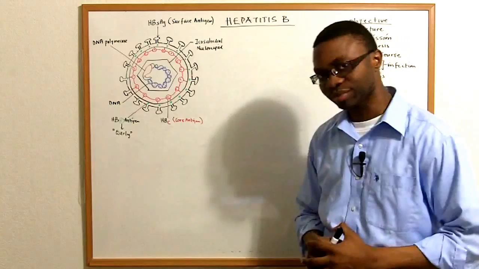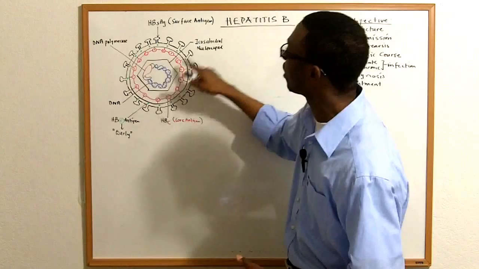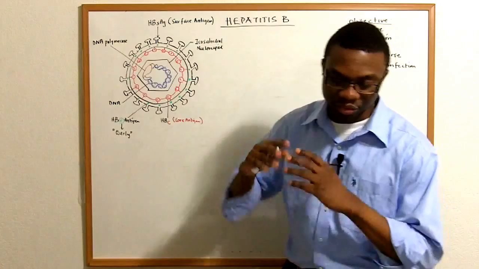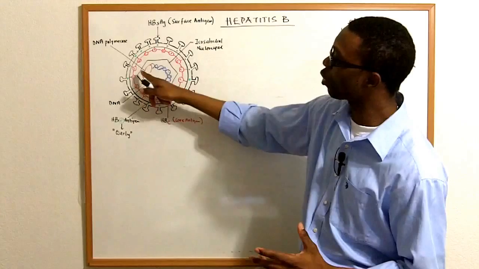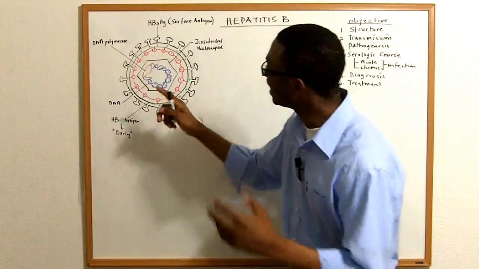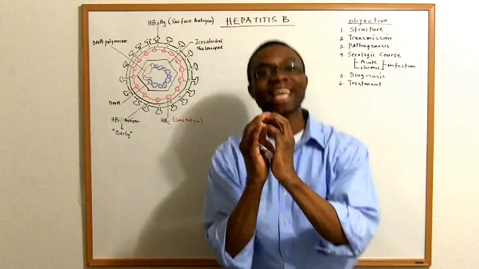Then we move a little bit further and we see this nice little icosahedral nucleocapsid. Actually, an icosahedron is 20 triangles with about 30 edges and 12 vertices. But we're just showing it as a little hexagon. Okay? So, it's a nucleocapsid from the word nuclear. What do you think is in the nucleus? DNA, very good. So the nucleocapsid of the virus actually encases the DNA of the virus.